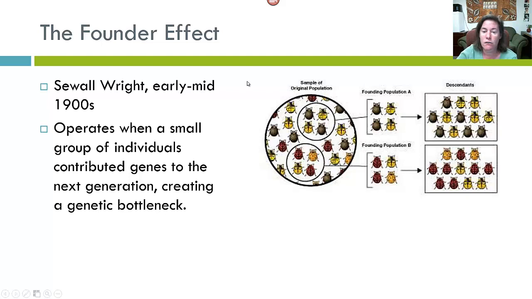Let's say that this is the original population, and these individuals survive, and these individuals survive. They each survive on separate islands. These individuals are now founding population A. These bugs are now founding population B. These are their descendants, and these are their descendants. Look at the differences in color, just based on who the original founding population was, all because either population A or population B survived.